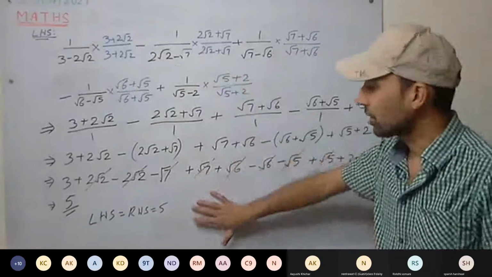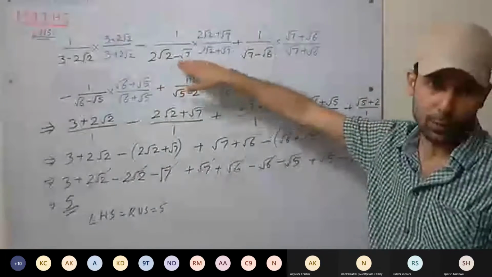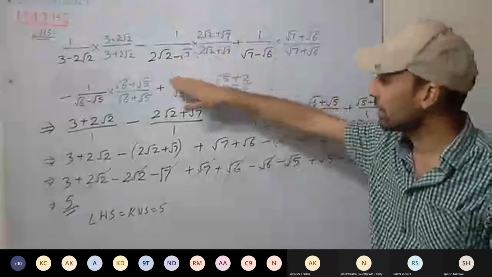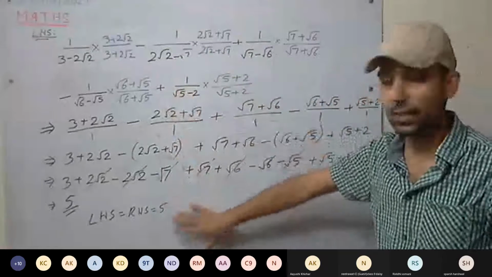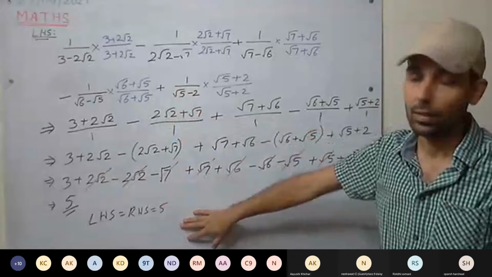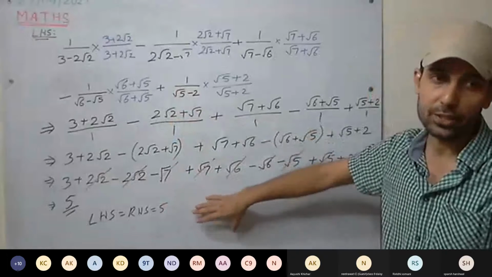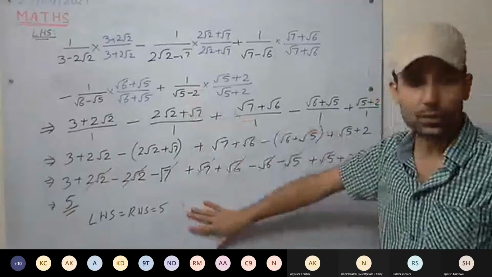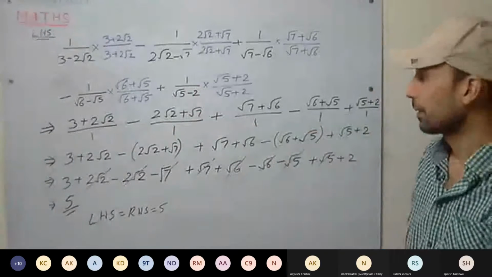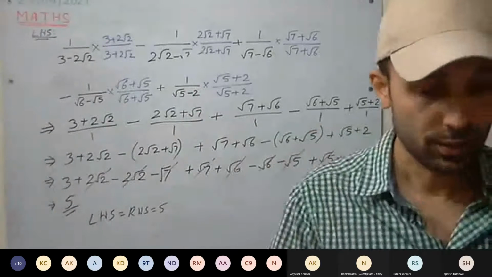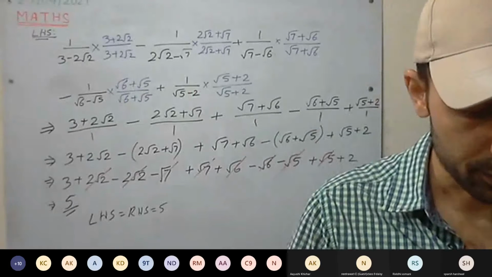So these are only calculations. We have to rationalize the denominator first. We have rationalized the denominator, then just the calculations. If you know the basics of addition, subtraction, multiplication, division, it's very easy to solve. Understood? Any doubt in this question?